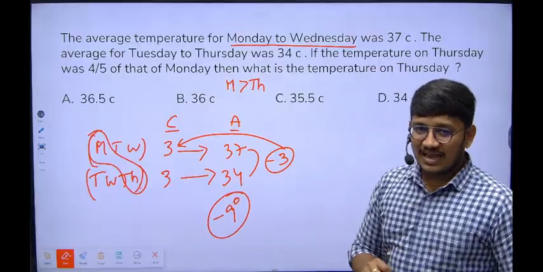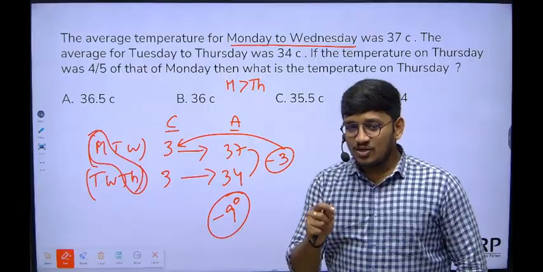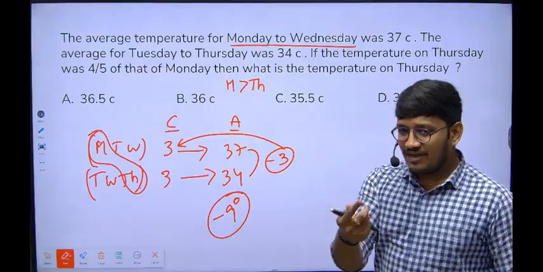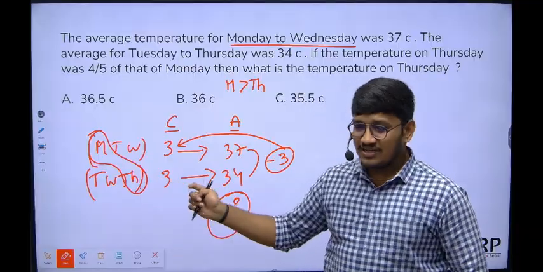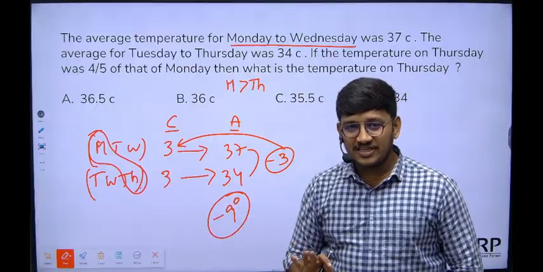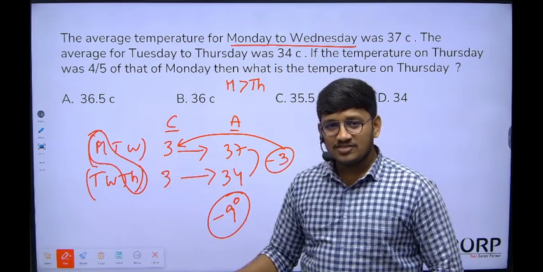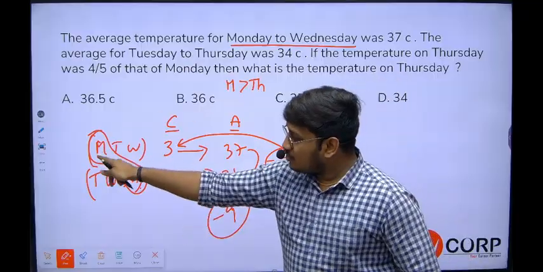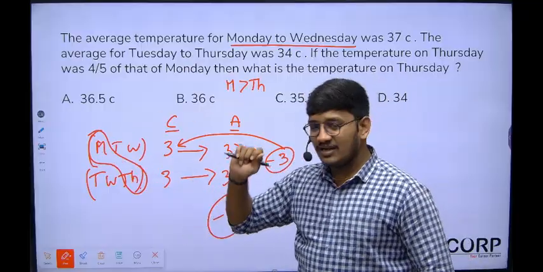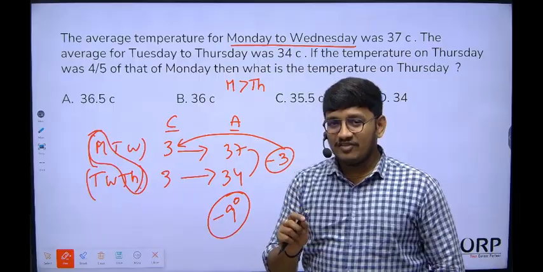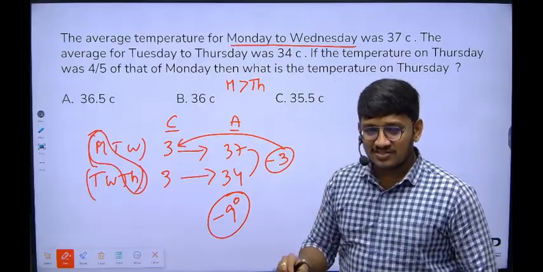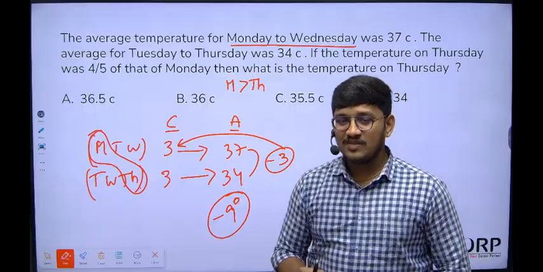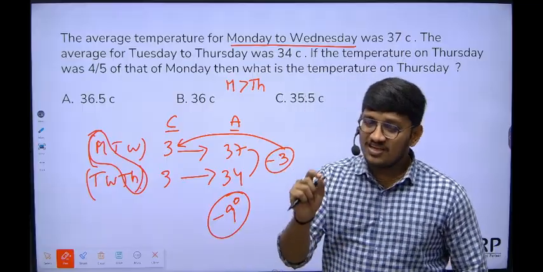Now let's calculate the condition. Here, instead of giving direct value, if very simple, if I got to know that Thursday's temperature is 50 degrees, what will be the Monday's temperature? Obviously, it is 9 degrees more. So 59. Or if I give Monday temperature, it is easy for you to calculate Thursday's temperature. But instead of giving direct temperature either on Monday or Thursday, they have given a condition. So it's all about how you think about the condition.